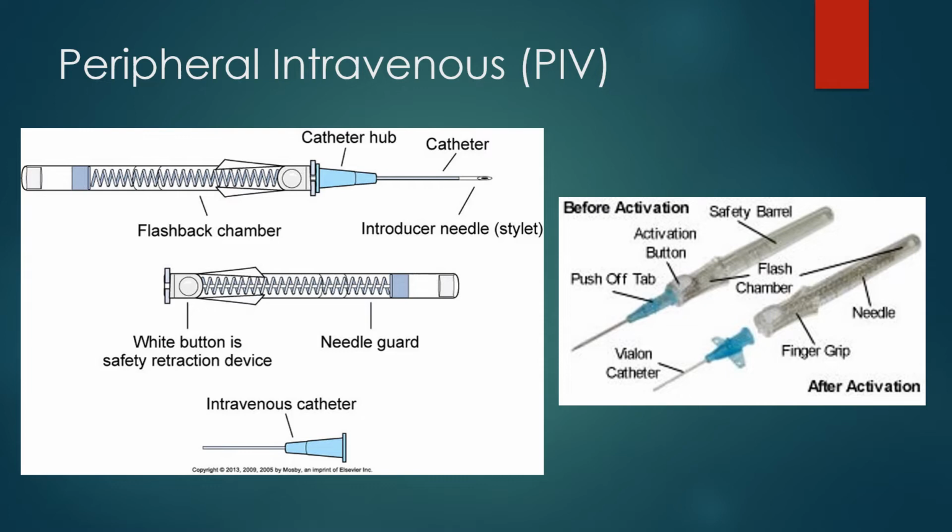The activation device may look different depending on your hospital facility, so just make sure you're familiar with your IV supplies and how the ones you're going to be working with work. Each IV has a catheter, the hub, a flash chamber, and a retractive device, but each facility may look a little different, so just make sure you're familiar with the supplies you're using.